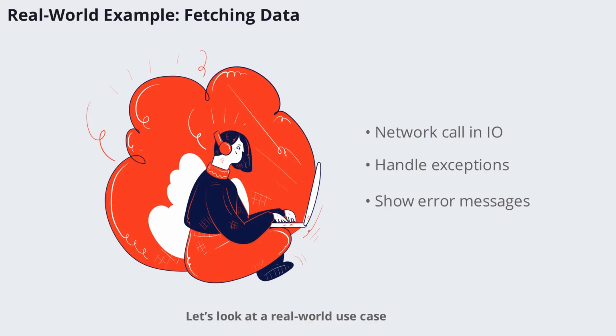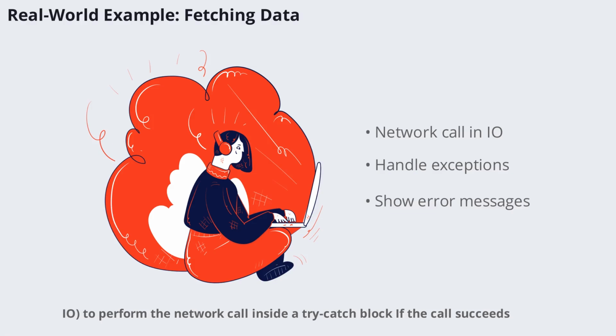Let's look at a real-world use case. Suppose you need to fetch user data from a server. You can use withContext(Dispatchers.IO) to perform the network call inside a try-catch block. If the call succeeds, you process the data. If it fails, you catch the exception and show an error message. This pattern keeps your code clean and robust.